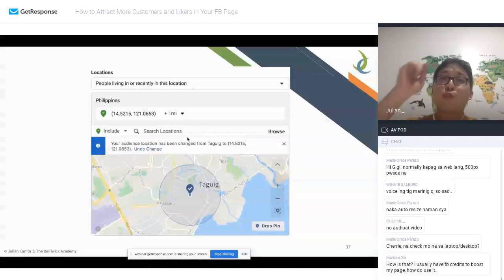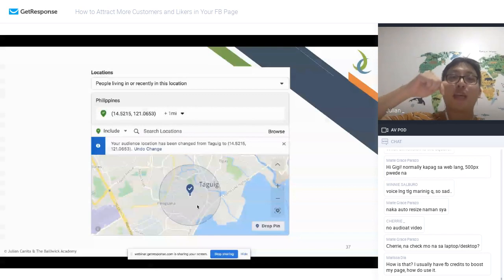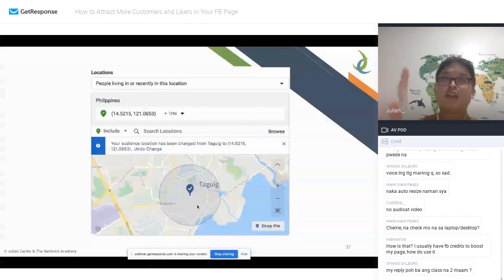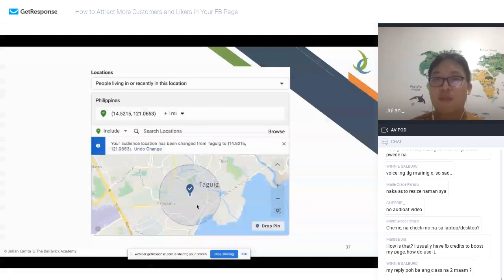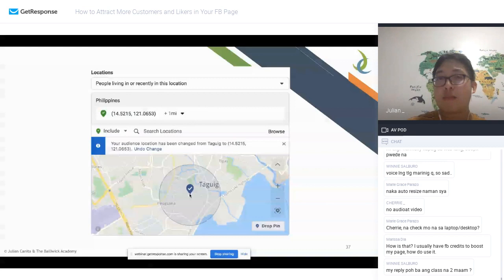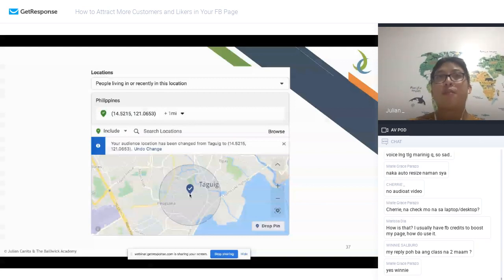So you're actually able to pinpoint, for example, may store ka, may bakery ka. You can pinpoint sa map where your bakery is and only target 1 mile around it. Yung nearby area. So this one in particular, I live in this area. May bakery dito, nagbenta ng fresh pandesal. And naisip namin na mag-bake lang kaya kami ng sarili namin pandesal. Tapos mag-compete kami, basically.